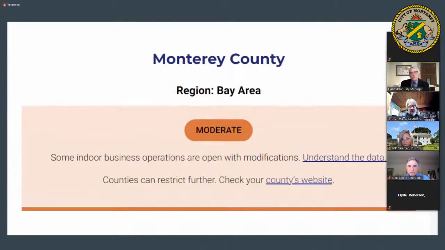We are still in the orange tier. We had hoped last week to get into the yellow tier, but some of the data points were not right or trending not in the right direction. What does orange tier mean? It means basically 50% of capacity across restaurants and several other places can be accomplished.